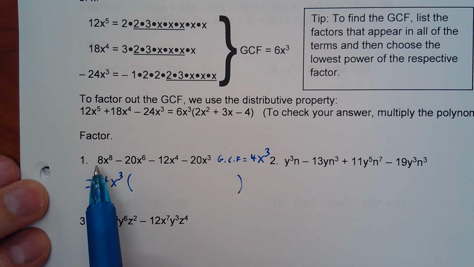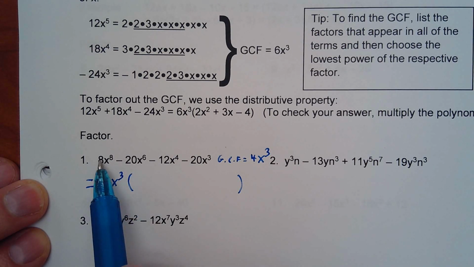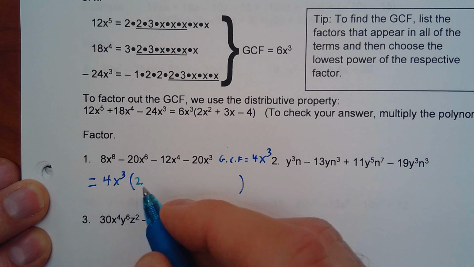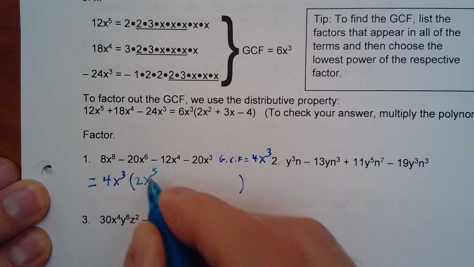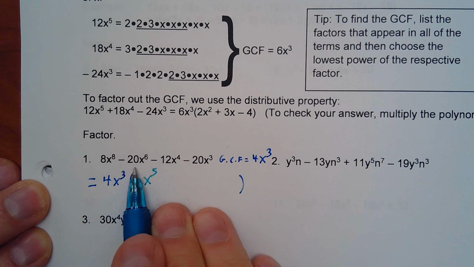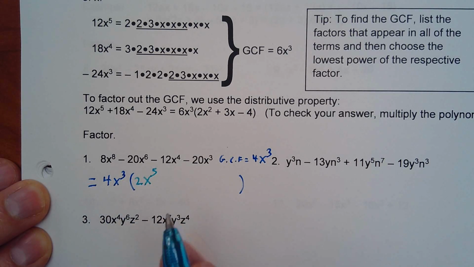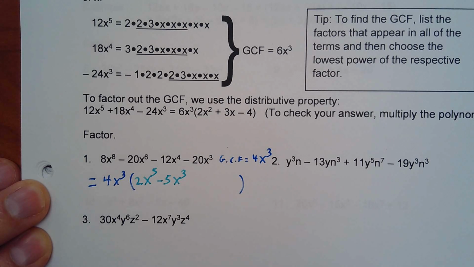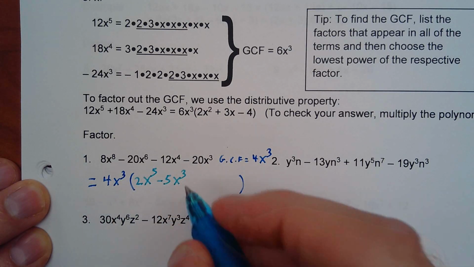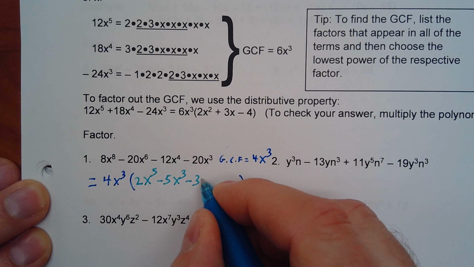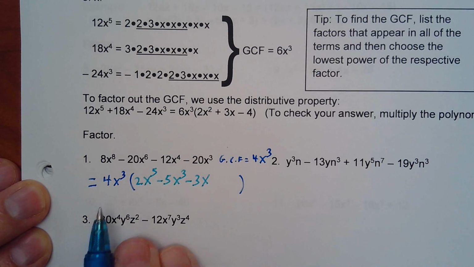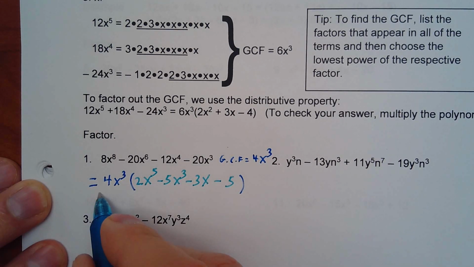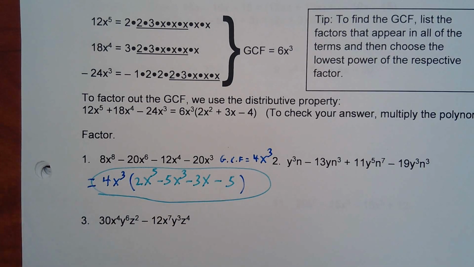I'm going to take my 8x to the eighth, divided by 4x cubed. 8 divided by 4 is 2. x to the eighth divided by x cubed, subtract the powers, that's x to the fifth. Now I'm going to move on to the next term, negative 20x to the sixth. Negative 20 divided by 4 is negative 5. Subtract the exponents, x cubed. Negative 12 divided by 4 is negative 3. Subtract the exponents, that's going to be a factor of x. And for the last one, negative 20x cubed divided by 4x cubed gives me a negative 5. And so that would be my answer.